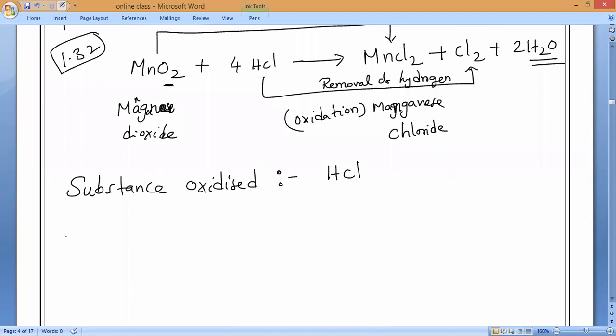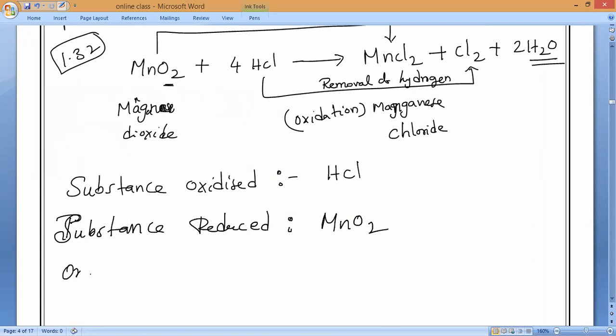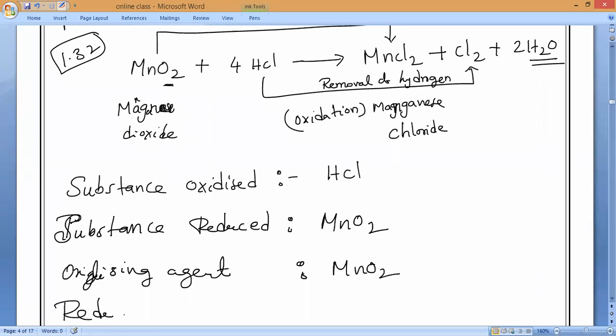Next, substance reduced. Manganese dioxide is the substance reduced. Next, oxidizing agent. Manganese dioxide. Oxidizing agent is manganese dioxide. Reducing agent. Hydrochloric acid. Clear?